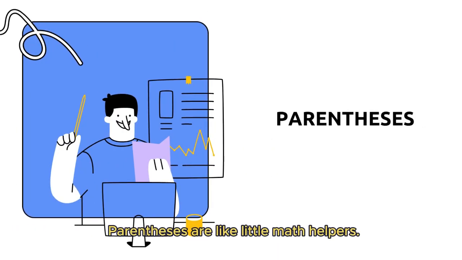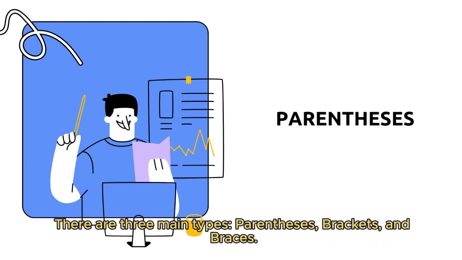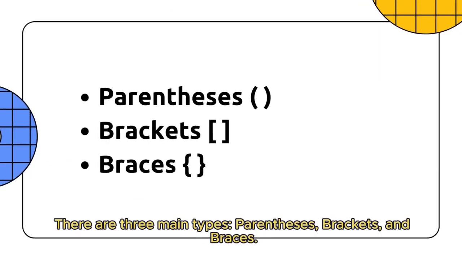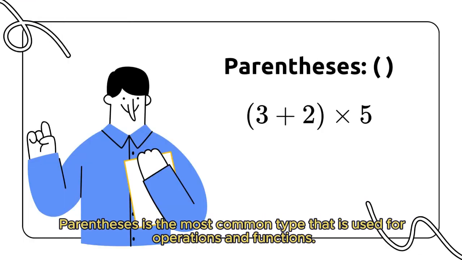Parentheses. Parentheses are like little math helpers. They tell us which operation to do first in a mathematical problem. There are 3 main types: parentheses, brackets, and braces. Parentheses is the most common type that is used for operations and functions.